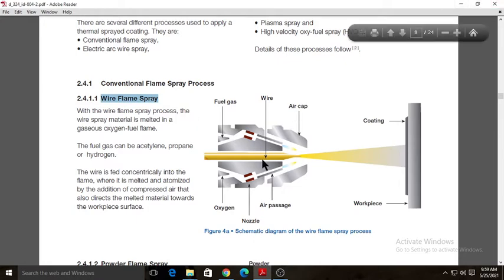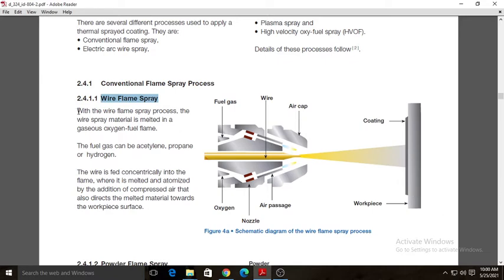So here you can see it is the coating material which is in the form of the wire, then it is the fuel gas which is coming here in contact with this wire and producing heat. Because of this addition of the heat, the wire gets melted, and this melted material is then forced with the help of the air. Here these are the air passages. With the help of this air, it is bombarded on this workpiece, and we get the layer of this liquid on this workpiece, and after some time it gets solidified and we get the coating there.